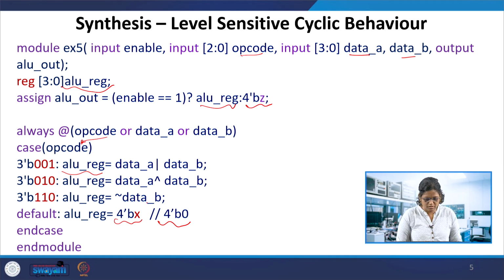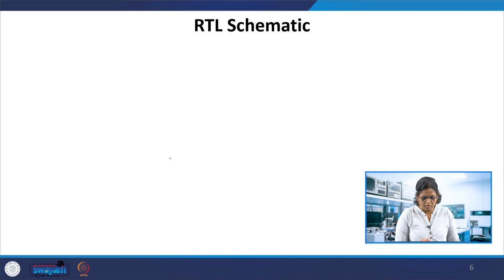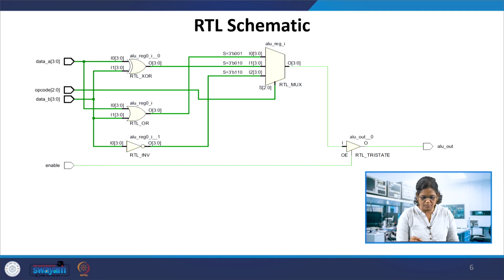So if this is X, okay, what is the schematic here? This has 3 inputs here, having the RTL mux for ALU register, and there is a XOR and OR gate, also the inverter. So here XOR, OR and inverter, 1, 2 and 3. These 3 options are given to the mux. The opcode, which is having the 3 select lines, you can see the 3-bit select line is taken for the mux. This is synthesized into a mux.